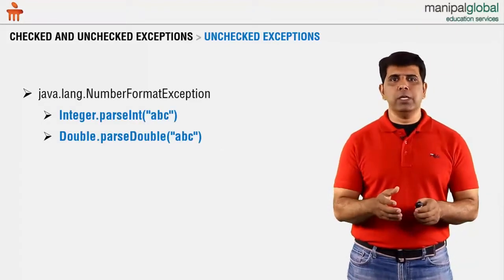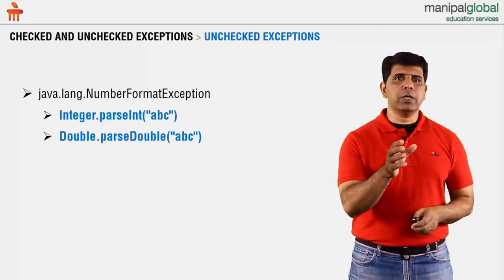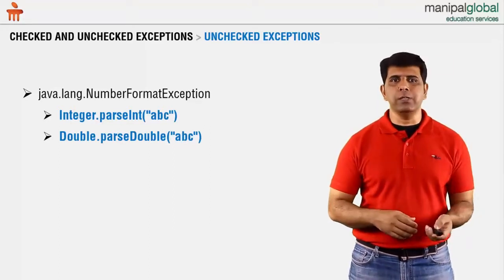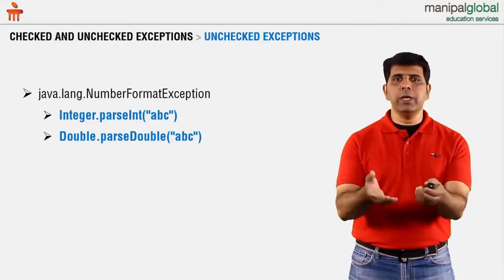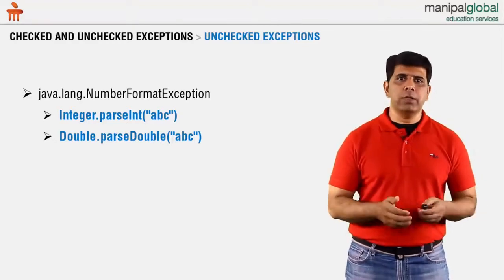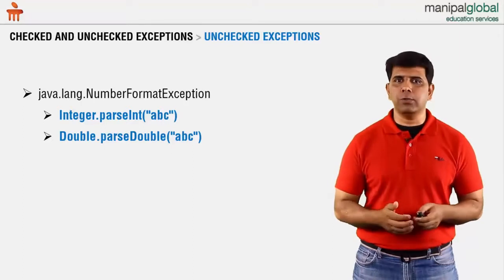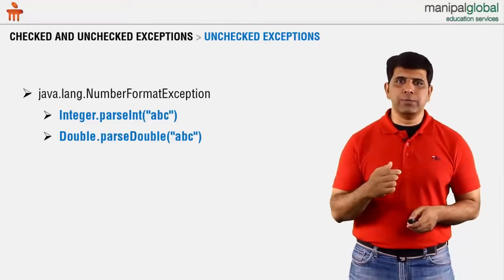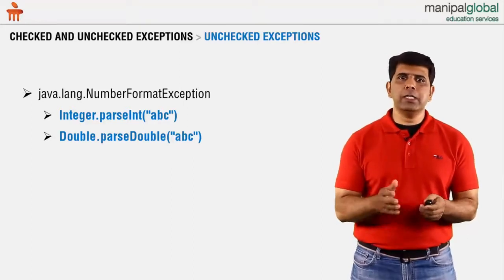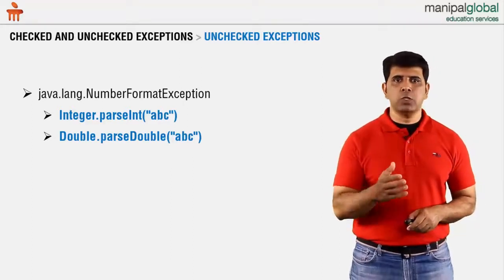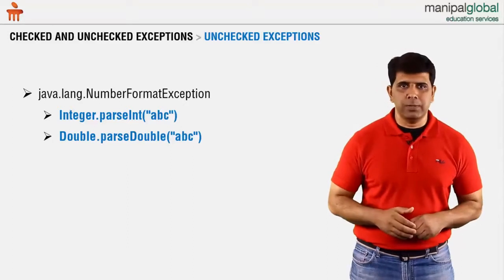Java.lang.NumberFormatException is thrown whenever you're trying to convert a string into either an integer or a double. Now, what if I say ABC and ask for a number version of this? The parseInt function would not know how to do that. It would throw an exception. However, if I give a string containing only digits, Integer.parseInt has no problem. So also Double.parseDouble.